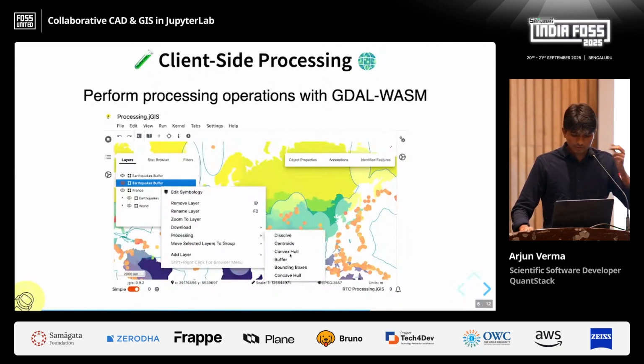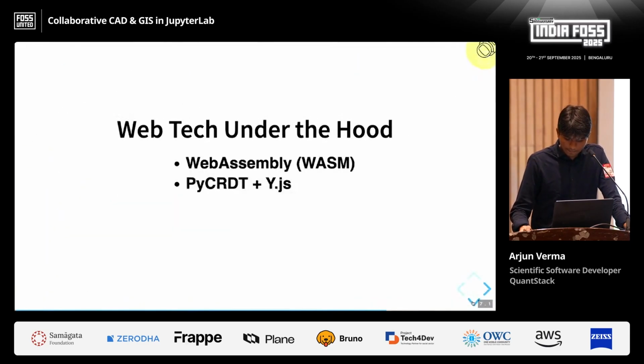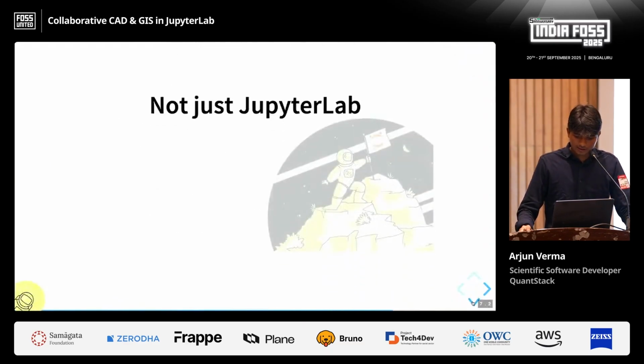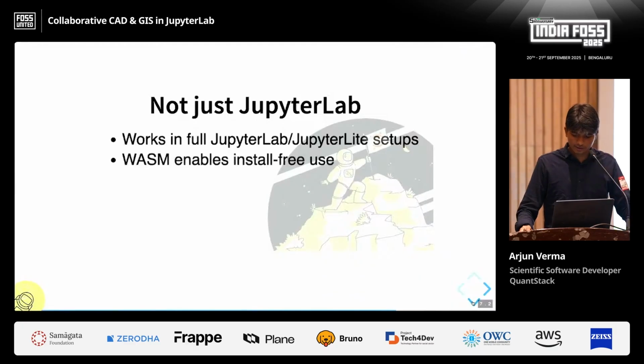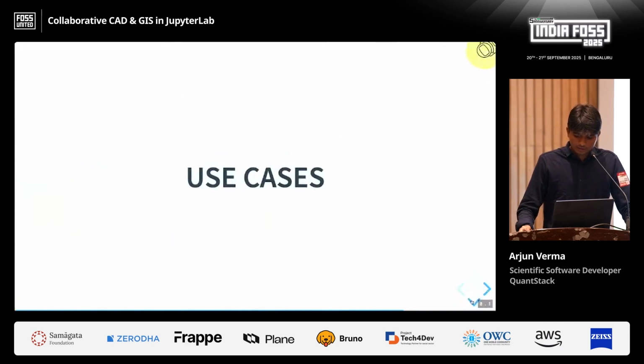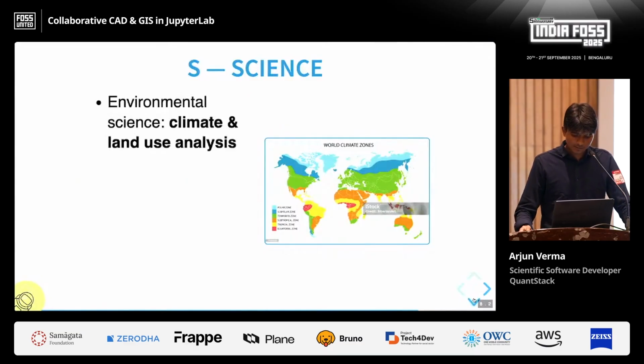You can use all of these options that are here: dissolve, centroids, convex hull, buffer, bounding box, and everything. And now we use WebAssembly, obviously, PyCRDT and IndexedDB Jupyter extensions, and it doesn't just work inside JupyterLab, it works in JupyterLite setups. WebAssembly enables install-free use, and it can also be integrated with JupyterHub, Voila, and JupyterLite. As I have integrated it with these slides, I just used a generic iframe of HTML and it works.